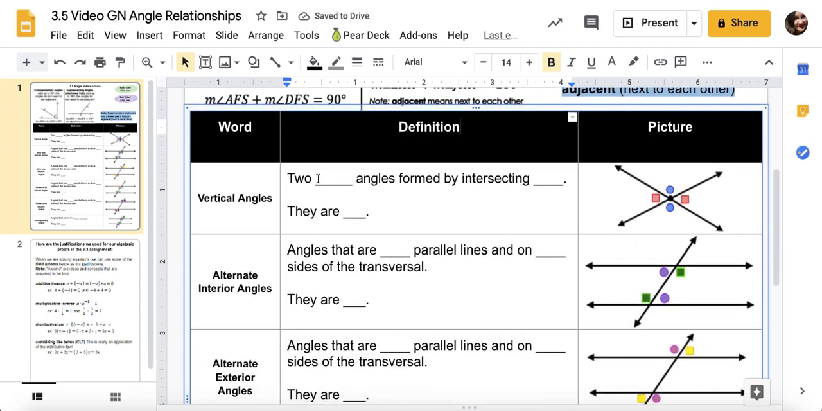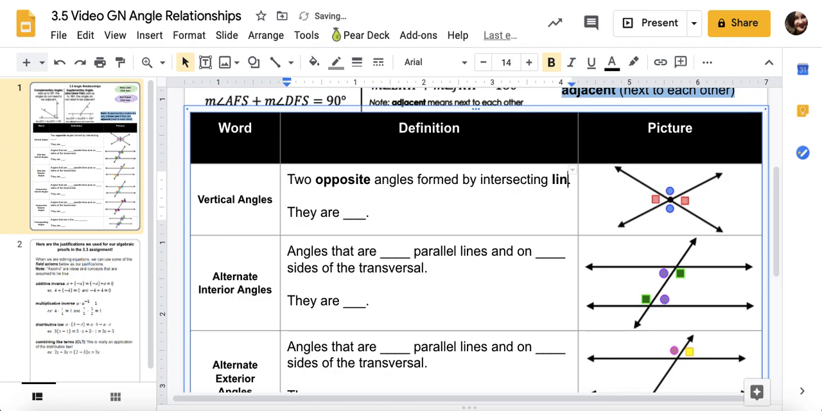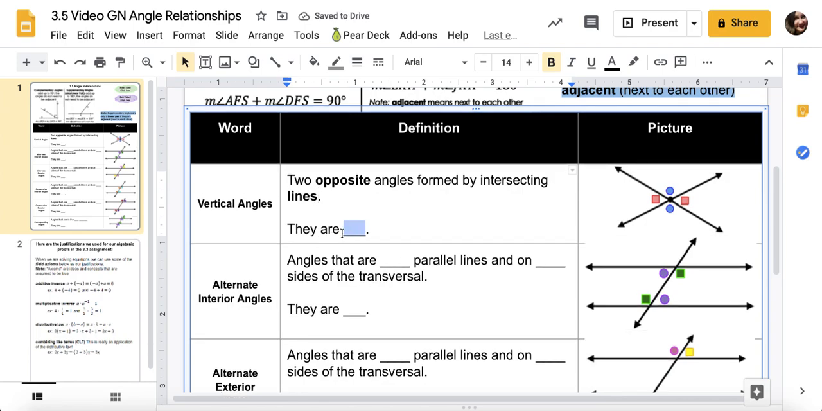Okay, vertical angles are two opposite angles formed by intersecting lines. And they are going to be congruent. Remember, we said congruent means that they're the same size, same shape, but it doesn't necessarily have to have a measure attached to it. So in our picture here, these blue circle marked angles are vertical angles. They have congruent measure. They're equal. If we were to have a number, they would be equal. And these red angles are also congruent.